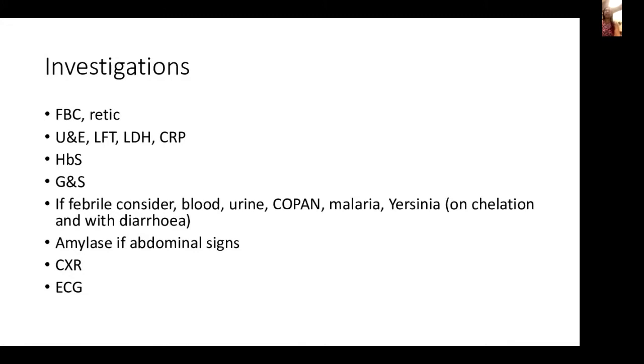And similarly, amylase, because these patients can get pancreatitis. So if the clinical assessment is concerning for an acute abdomen, I would send amylase, and then a chest x-ray and an ECG, looking for any lung infiltrates, and ECG for any tachycardia, and so forth.